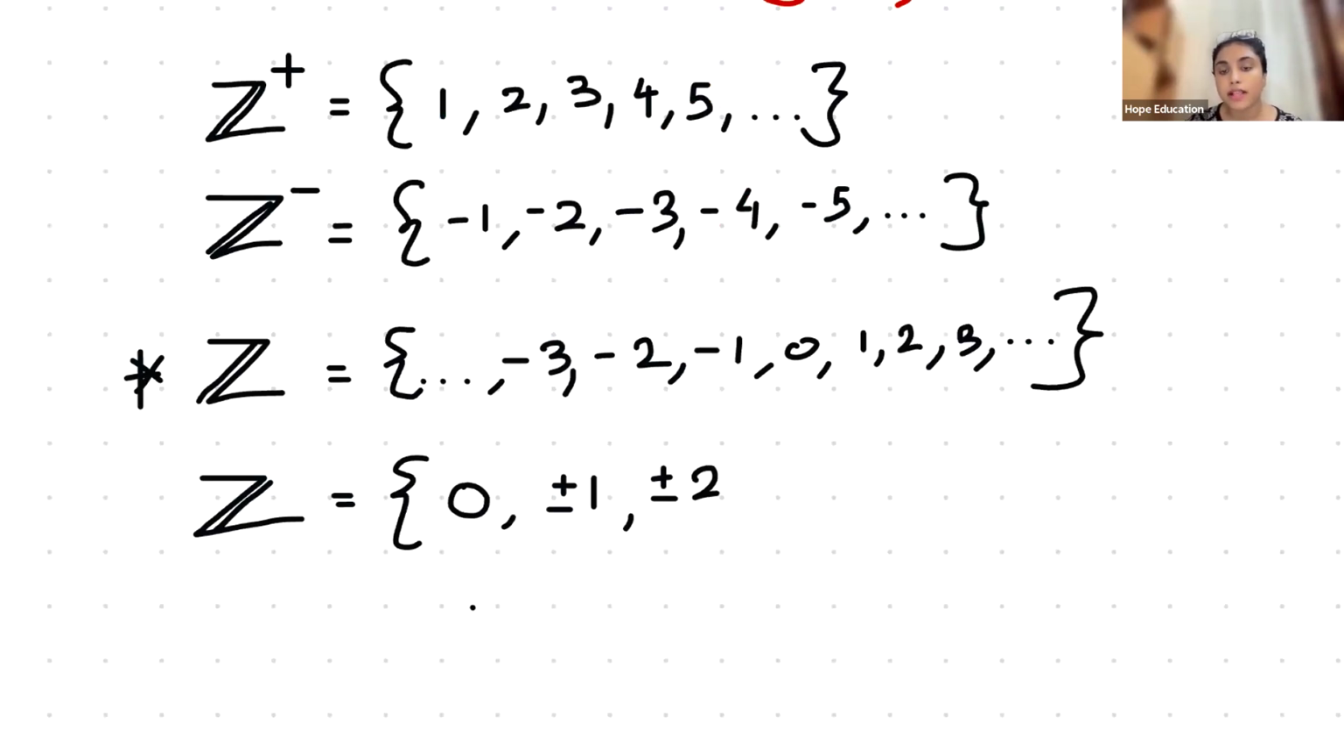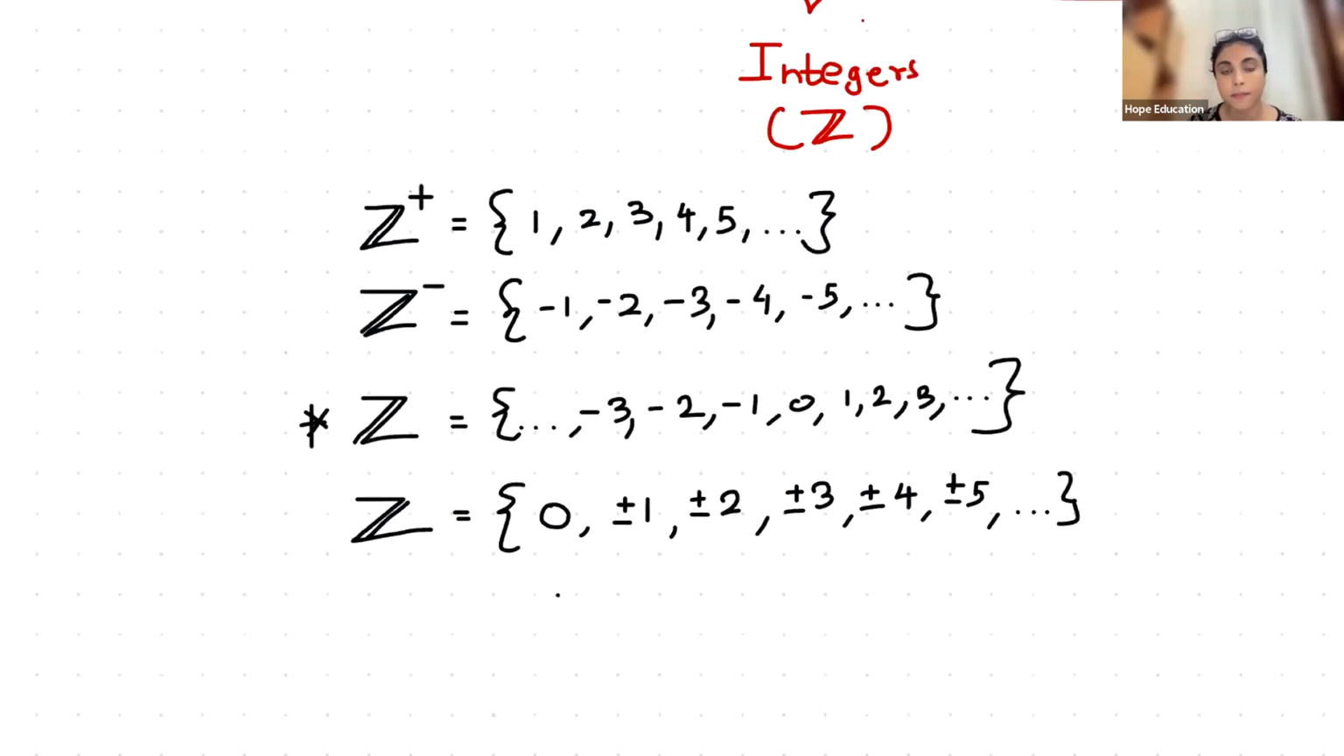Then I can write plus or -3. That means plus 3 is included, -3 is also included. Then plus or -4, that means plus 4 is there, -4 is there. Then plus or -5, that means plus 5 is there, -5 is also there. And so on. You can write it this way too. Both ways are possible. Okay?